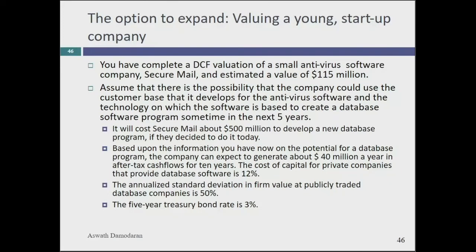You come up with a discounted cash flow valuation of $115 million. So they basically sell security software, and you've done a traditional DCF valuation, $115 million. And then the software company says, look, we also have a platform here where we're collecting information on our users. They're going to tell us what viruses are attacking them. So over time, we're going to be able to develop a database that we might be able to use to sell other products. We don't know what those products are, but this is a platform argument.